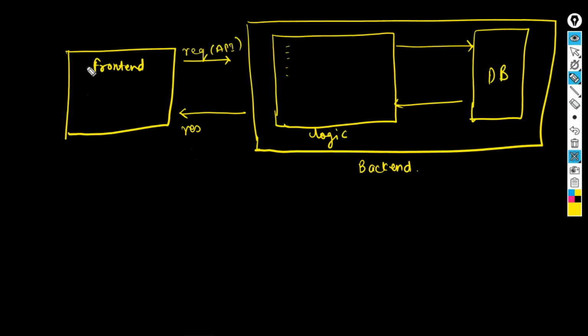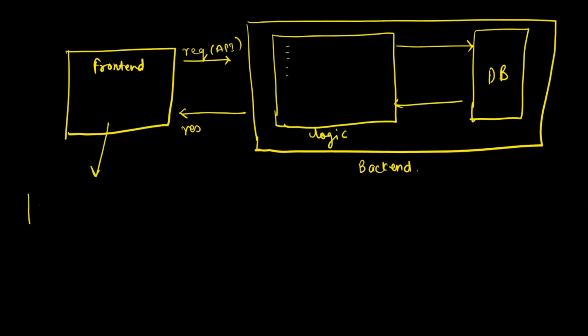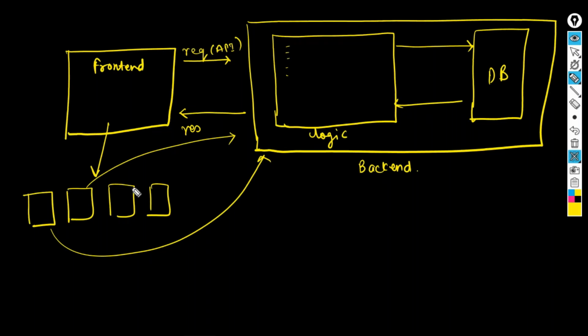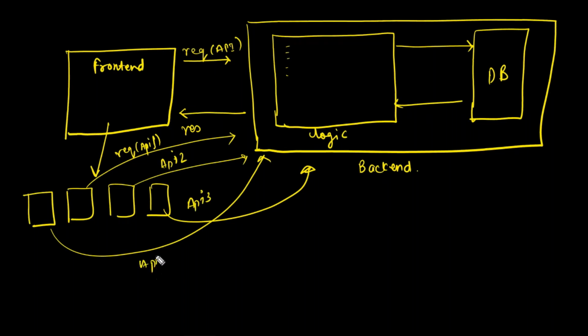Now, this is the front end. What if I told you that, instead of this front end, each and every component, like these components, goes to the backend through different APIs and receives the data? Everyone is going through a different API. Suppose API number one, API two, API 3, API 4. Do you find this a little bit messy?